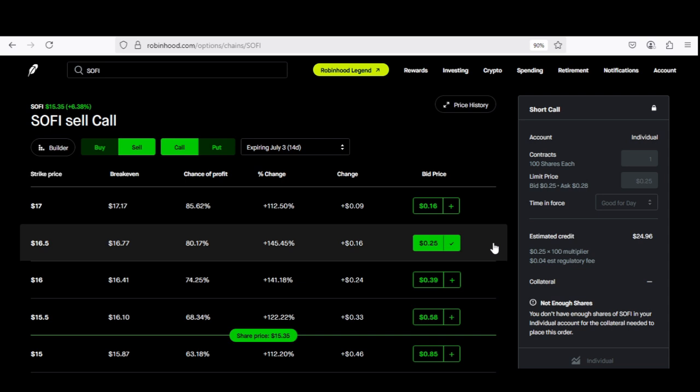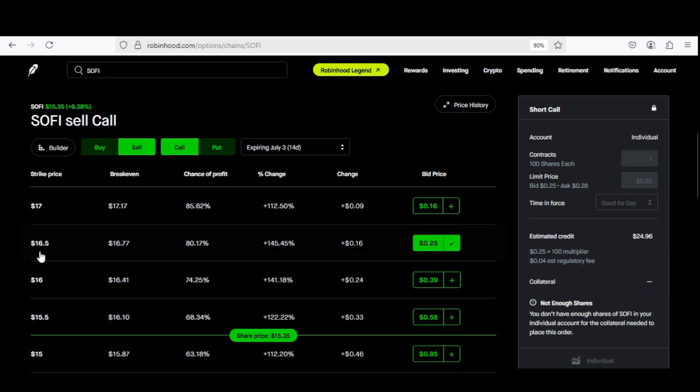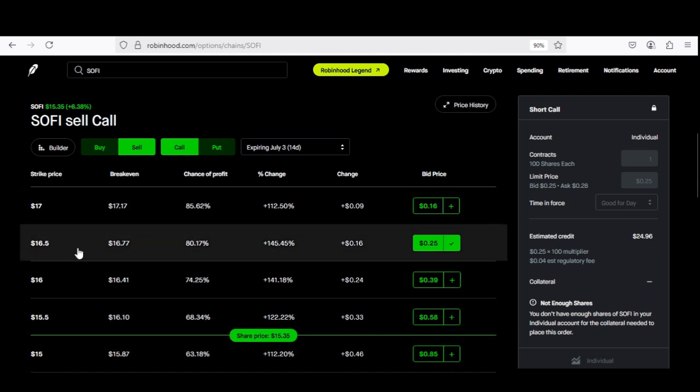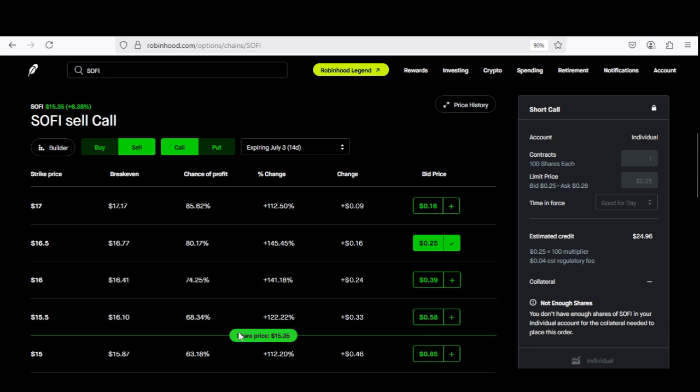Now, the other way this trade could go is that come expiration date, if the share price happens to go above your 16.5, then you're going to lose your 100 shares. But it's okay. The reason why it's okay is that you're going to lose your 100 shares, but now you're going to have cash in your portfolio.